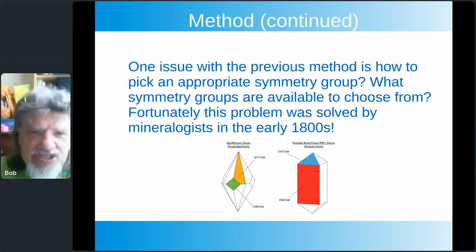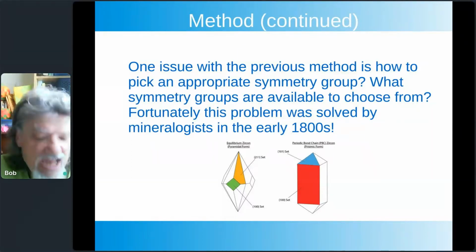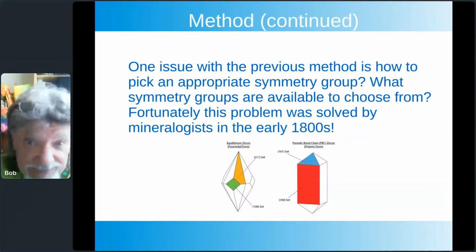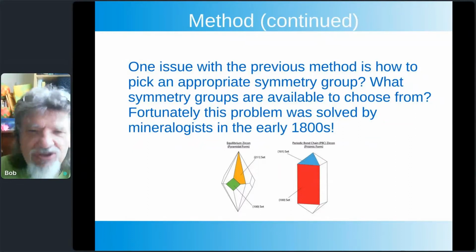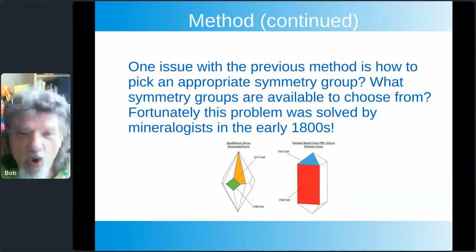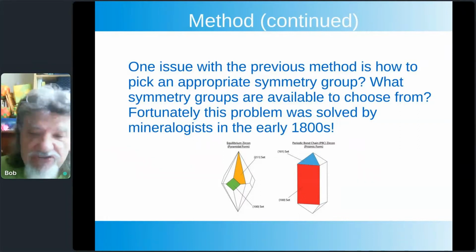The question is, with that method, I really didn't discuss how I pick the symmetry groups. Where do I get these groups from? How do I make them up? Turned out that question was answered by mineralogists in the early 1800s. I showed you this diagram earlier, the Miller indices diagram. Miller was one of those guys. They were interested in mineral crystals, and they cataloged all possible mineral crystal symmetries in 3D.